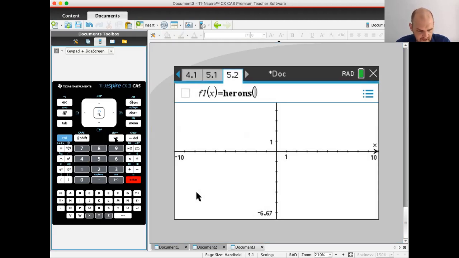Heron's formula, so I'm going to say it's 12, 17, x. Right, so side A is 12, side B is 17, side C is just x. I don't know what it is. I'm going to press enter, and it's going to graph all the possible areas that you can get, given the sides 12, 17, and like a variable third side.